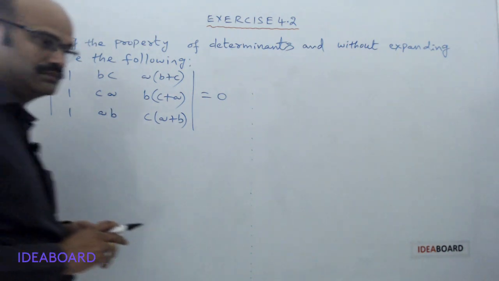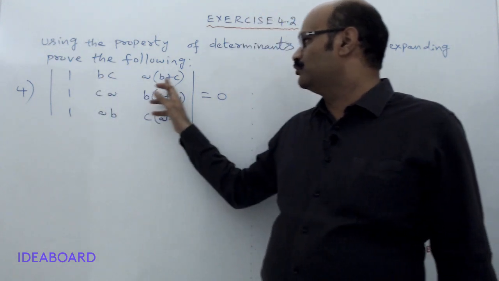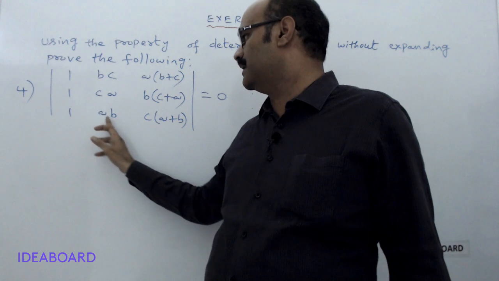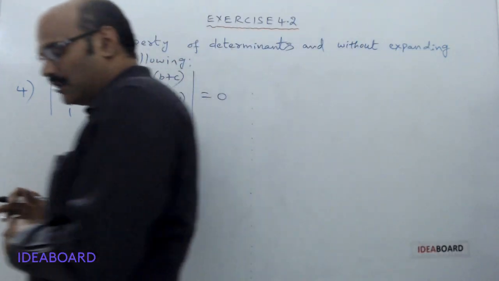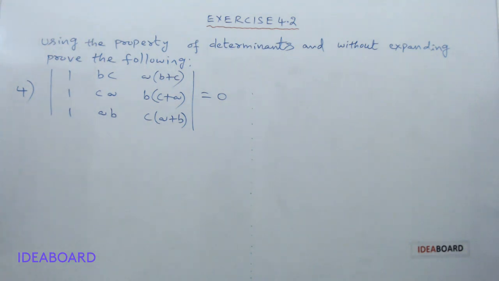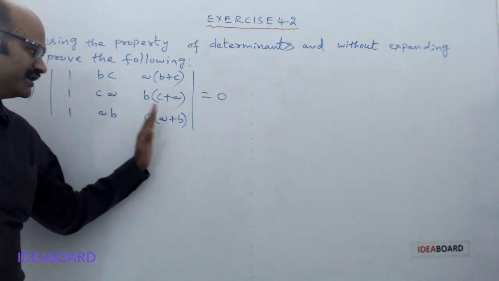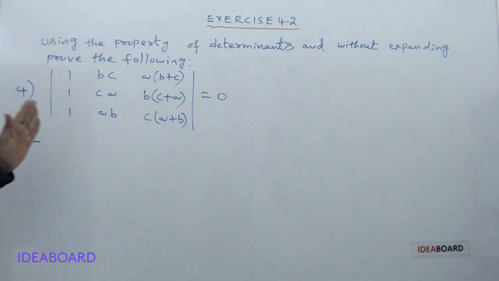Fourth problem. Prove that the determinant of 1, BC, A into (B plus C); 1, CA, B into (C plus A); 1, AB, C into (A plus B) is equal to 0. To prove this, if any two rows are identical, then the value of the determinant is always equal to 0. That is the property we have.